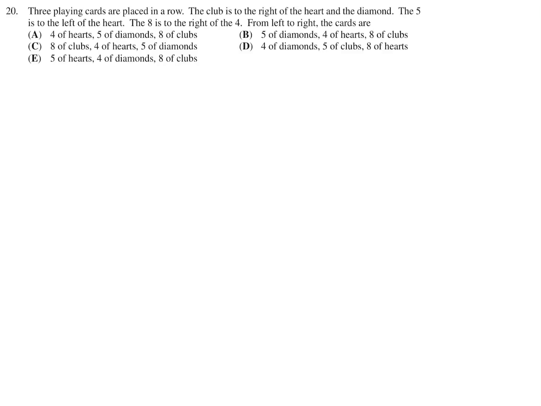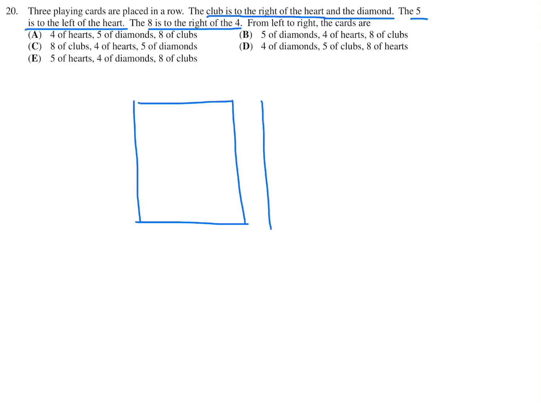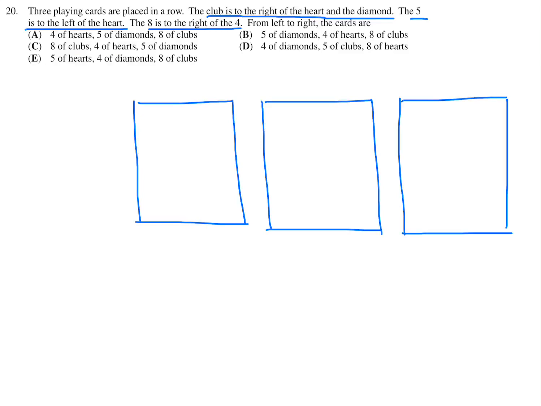Number 20. 3 playing cards are placed in a row. The club is to the right of the heart and diamond. The 5 is to the left of the heart. The 8 is to the right of the 4. From left to right, the cards are. All right, so we've got 3 playing cards. And we just have to kind of fiddle around with this and see if we can get this to all match based on what they told us. The club is to the right of the heart and the diamond. So I'm assuming the club is here because it's to the right of the heart and diamond. I don't know if this is the heart or this is the heart, but we'll soon find out.